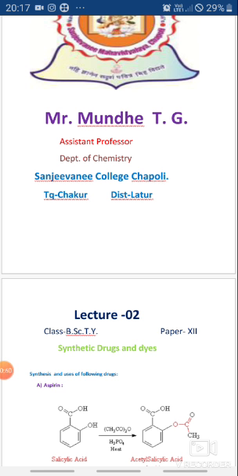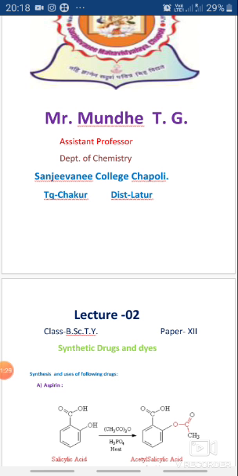As all of you know, there is no drug which is ideal, but few of the characteristics must be present, or most of the characteristics must be present in that drug. So when we are designing a drug, at that time we must take into account the characteristics of an ideal drug.